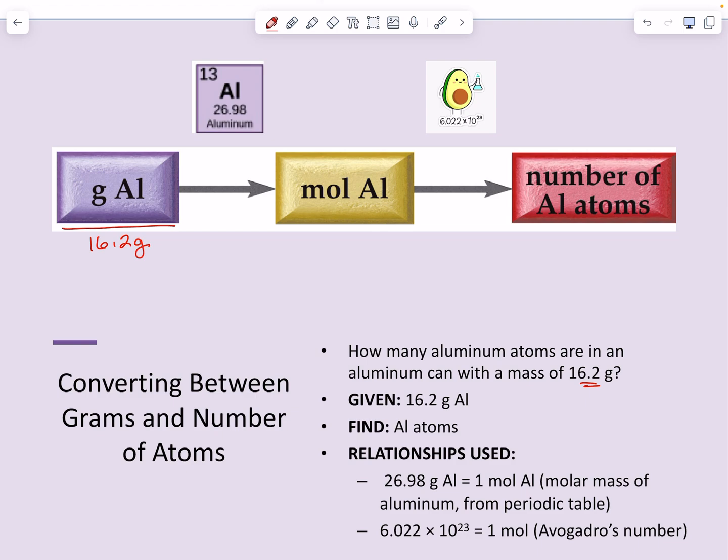I do have a conversion factor that gives me grams to moles, and then I have another conversion factor that goes from moles to number of things. So for the first part of this, if I want to know how many atoms that is, I would use the molar mass.